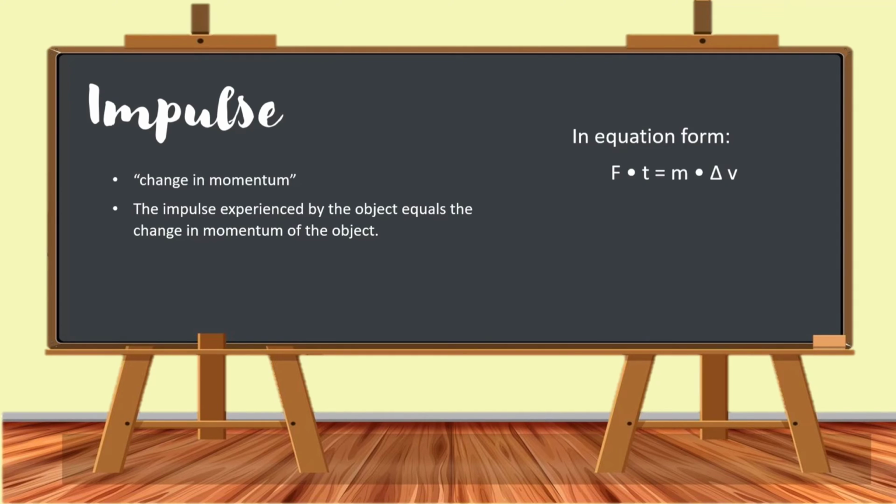Now here is the equation form. To truly understand the equation, it is important to understand its meaning in words. In words, it could be said that the force times the time equals the mass times the change in velocity. In physics, the quantity of force times time is known as impulse. And since the quantity of mass times velocity is the momentum, the quantity of mass times change in velocity must be the change in momentum. This equation really says that impulse is equal to the change in momentum.